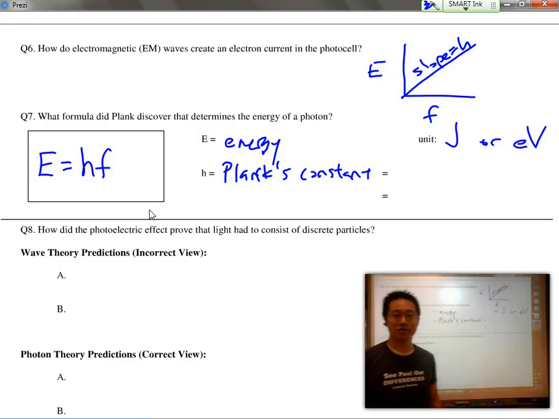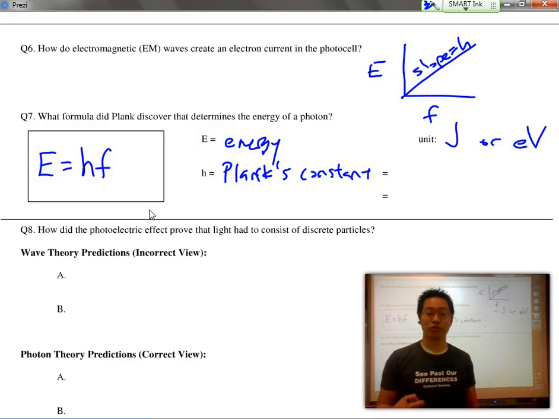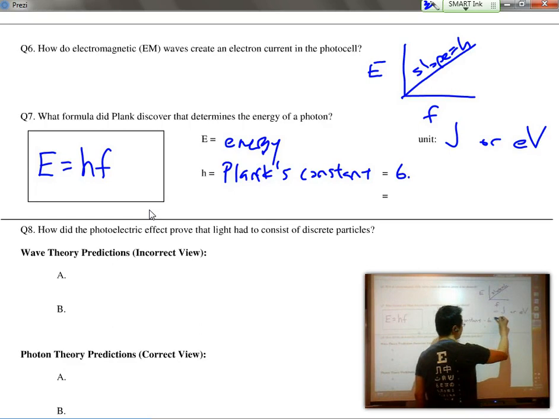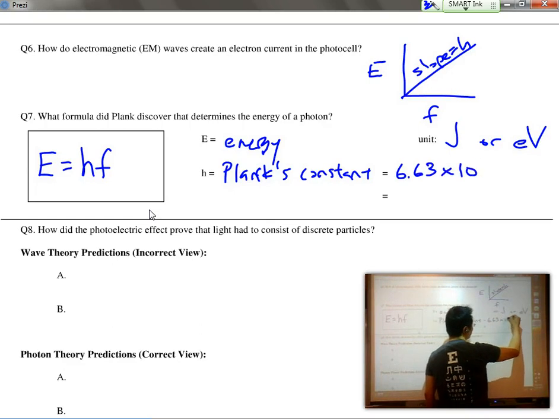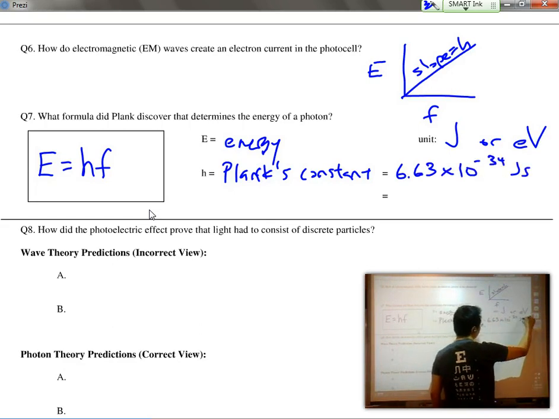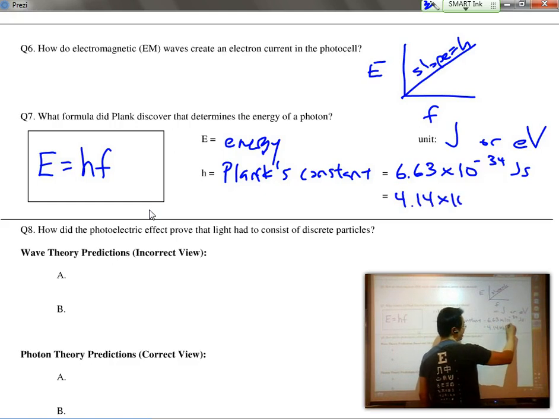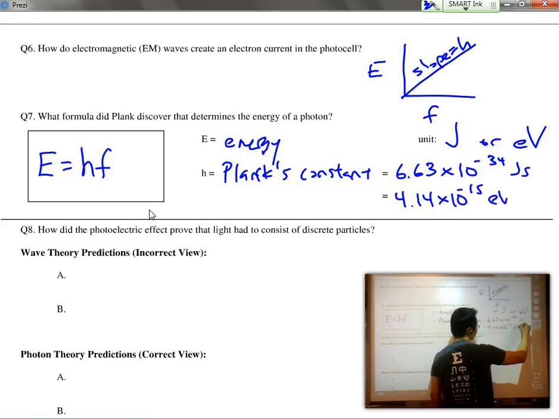Okay. Now, Planck's constant has two values based on whether we're going to use it in joules or electron volts. So it's either 6.63 times 10 to the negative 34 joule seconds, or 4.14 times 10 to the negative 15 electron volt seconds.